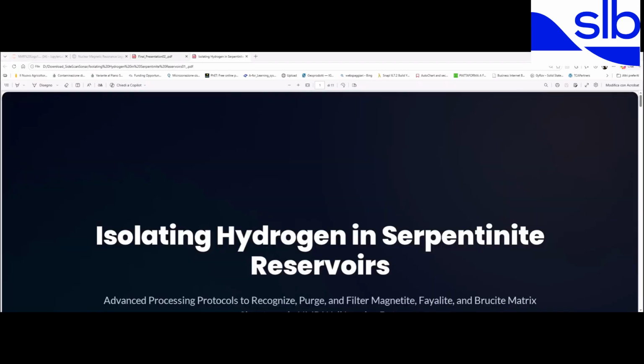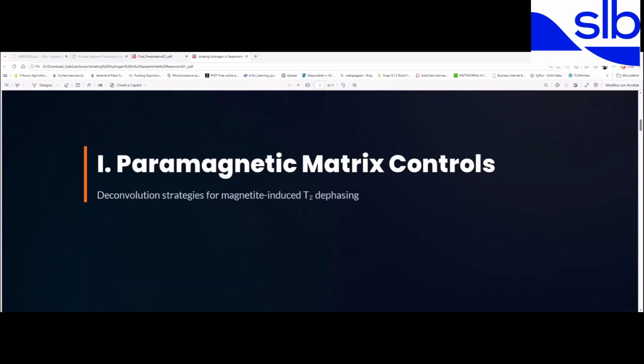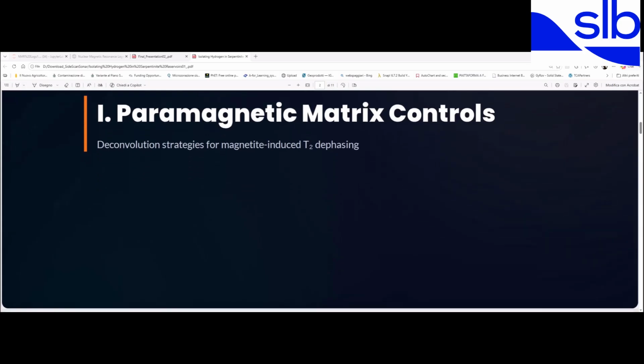So it's clear that isolating hydrogen in serpentinite reservoirs and processing logging in the correct way requires a clear difference of signature between magnetite, fayalite. It is an advance in processing protocols to recognize, purge, and filter magnetite and fayalite signature and brucite matrix signature in NMR logs and NMR log data of the reservoir. So the paramagnetic reservoir controls deconvolution strategies for magnetic, because natural magnetite induces a magnetic field depending on the dephasing.